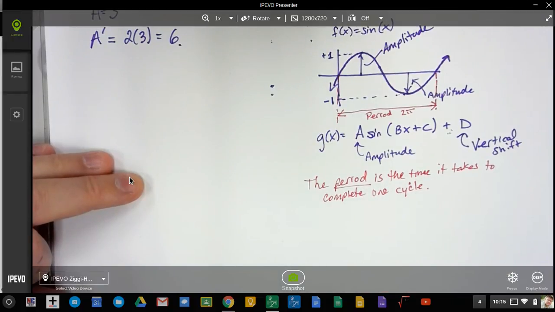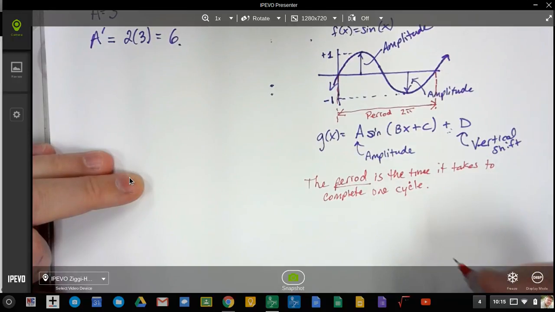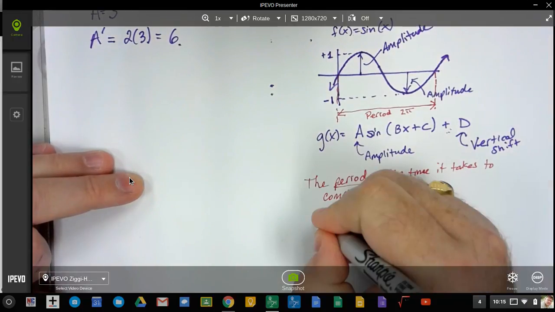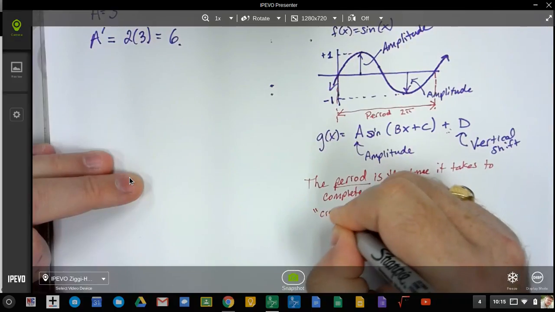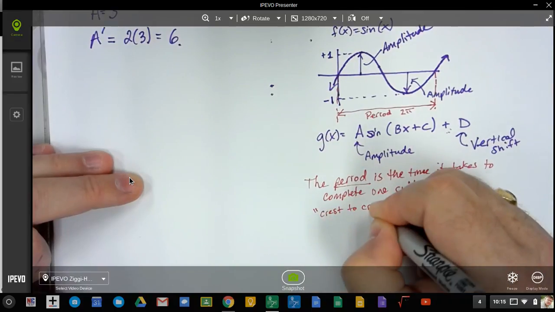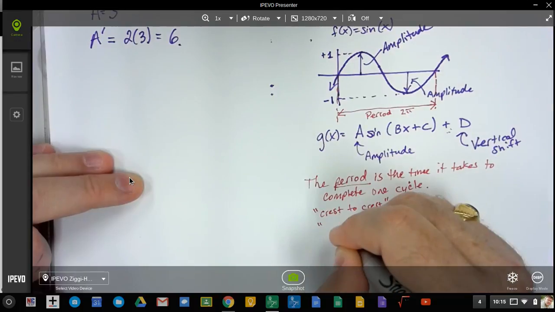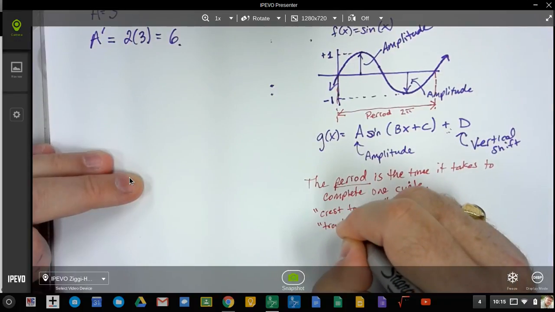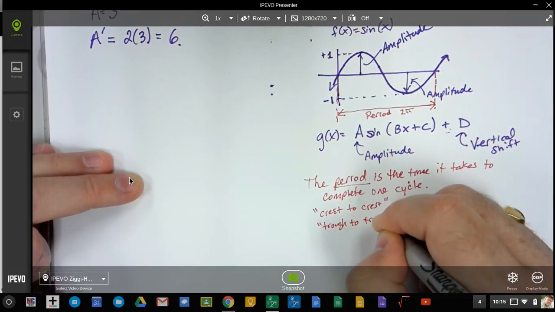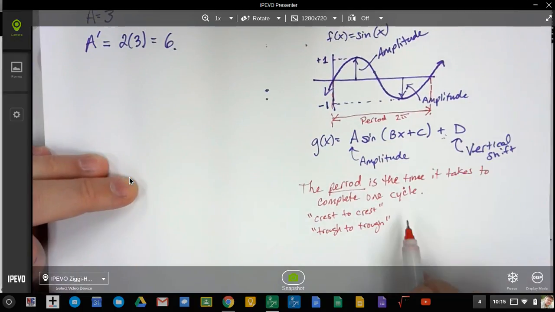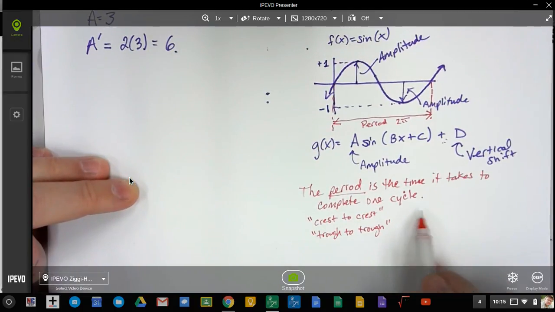If you take a science course, a physics course, or anything like that, and you talk about wave theory, they are going to tell you that the period is a measure from crest to crest or from trough to trough, okay? So I'm measuring between the high points or between the low points.